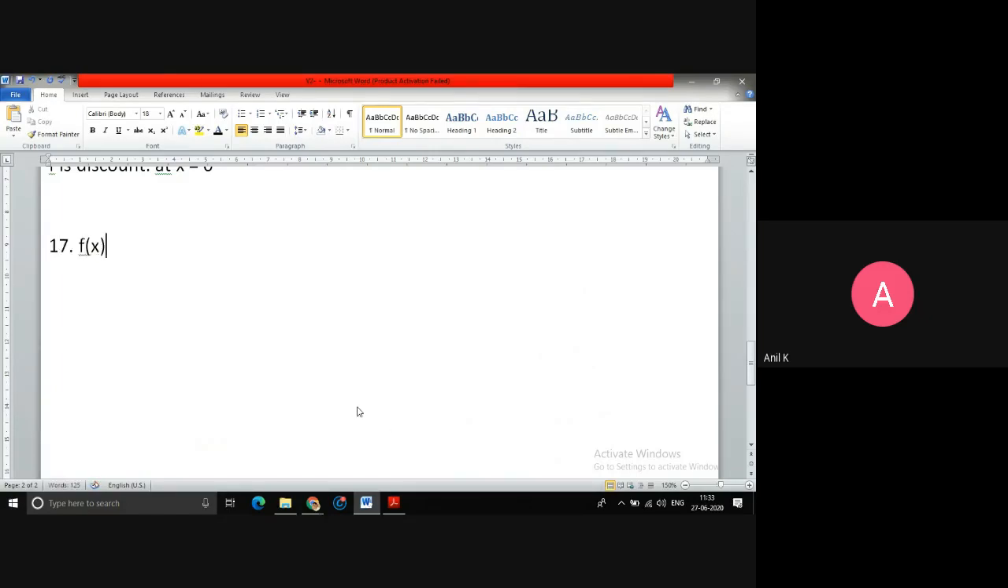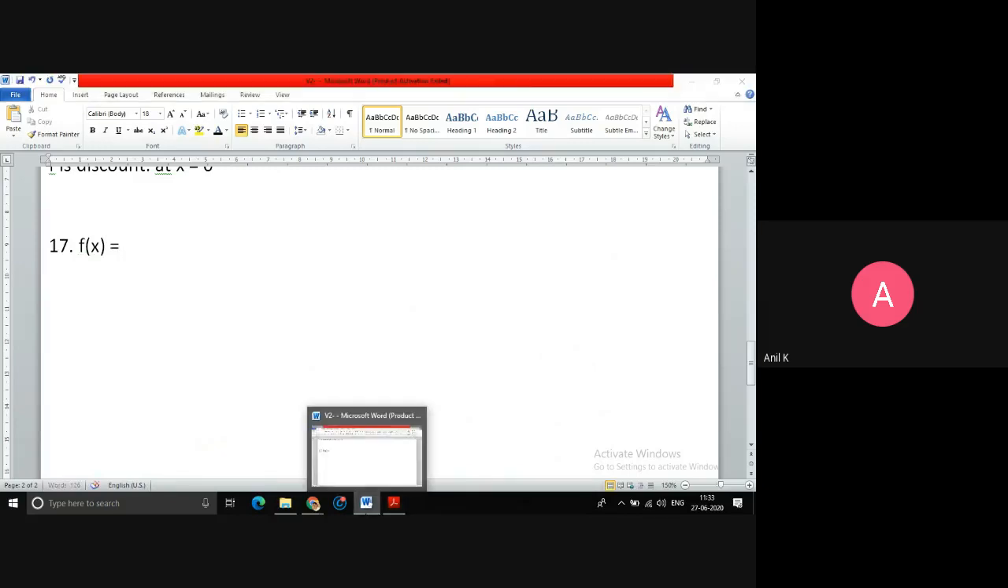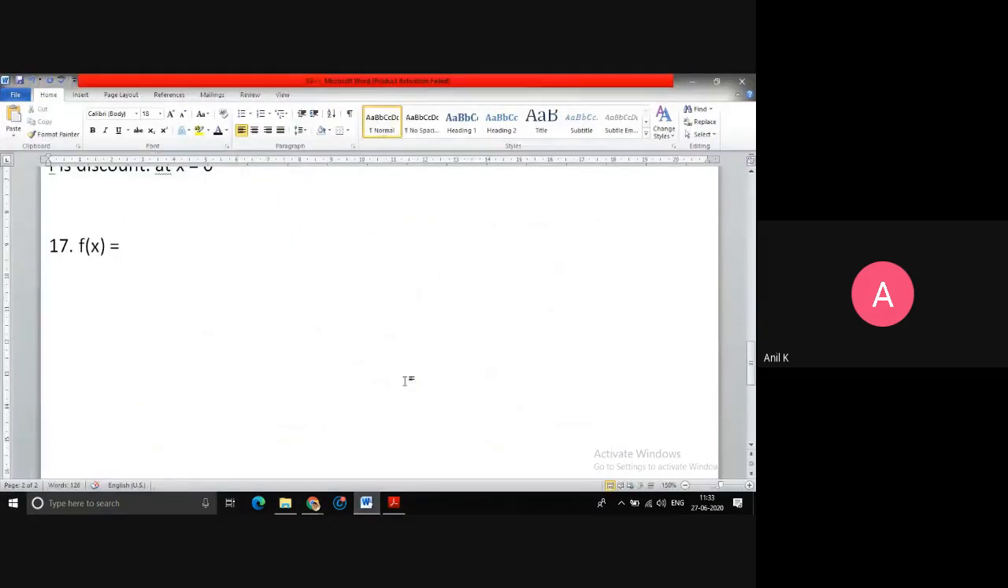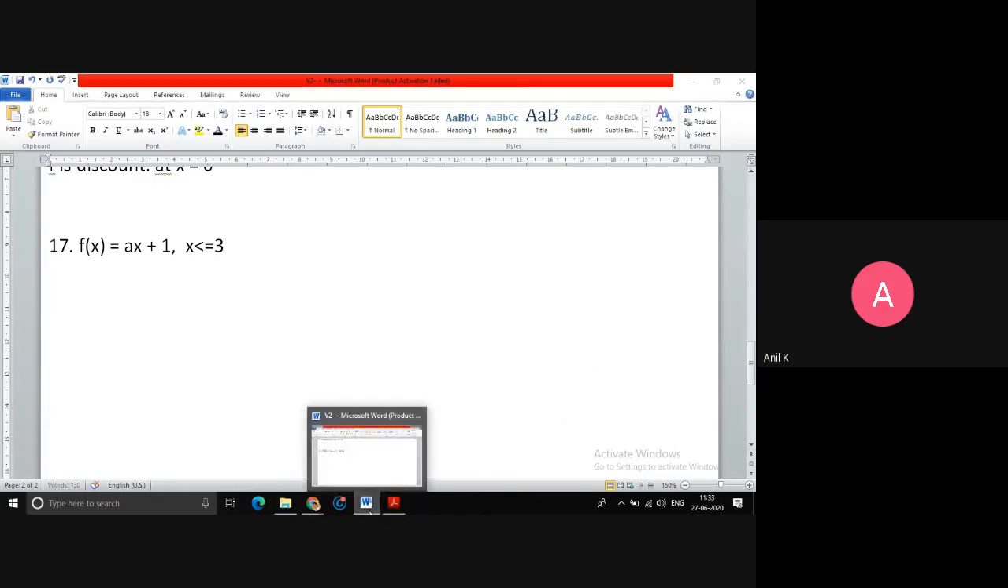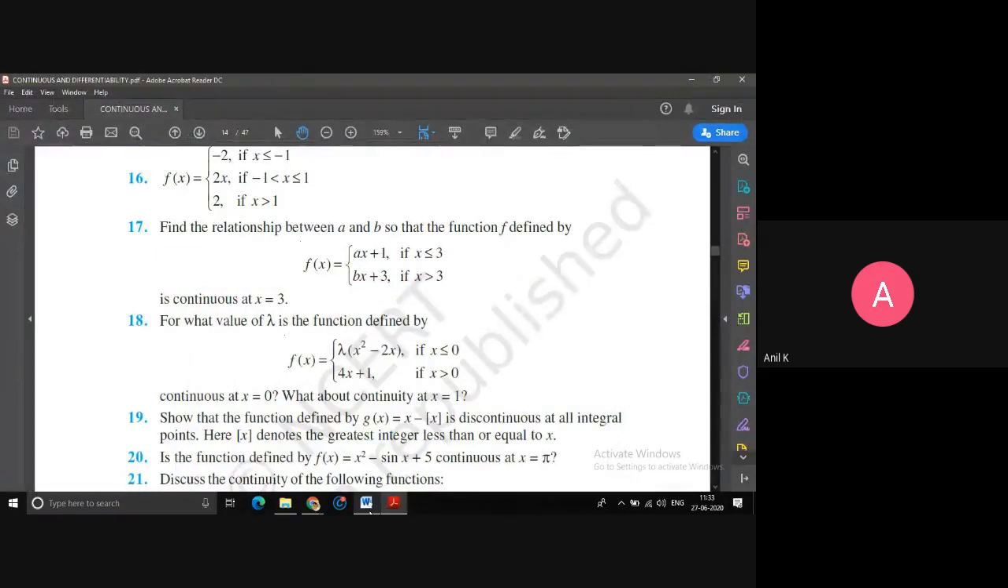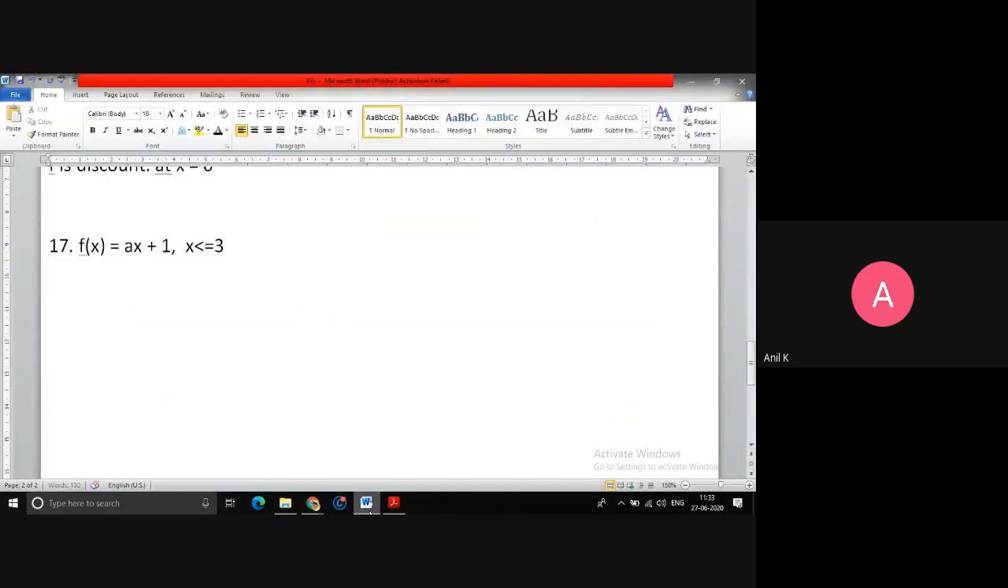f of x is equal to what is given? It is ax plus 1 when x is less than or equal to 3, and bx plus 3 when x is greater than 3. So this is what they have given.